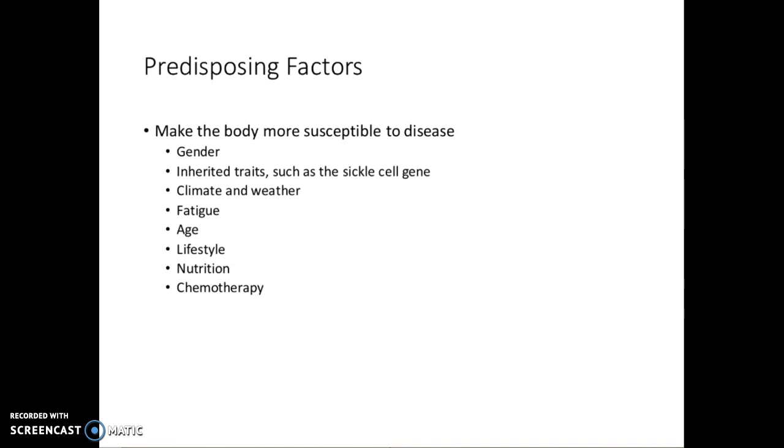Women do the same thing for West Nile. West Nile virus is almost always more severe or present in men. Women are more likely to clear it, which, again, could be explained by West Nile being a virus of a similar category and similar relatedness to hepatitis C in its genetic structure. Inherited traits: you can have sickle cell, predisposing you to other conditions. Then there's climate and weather.